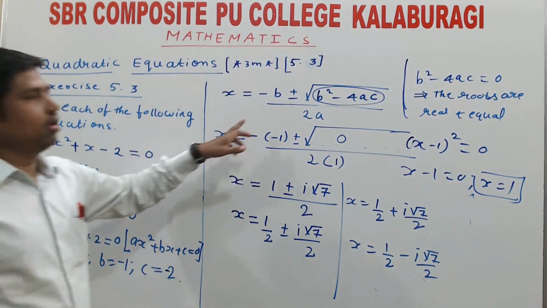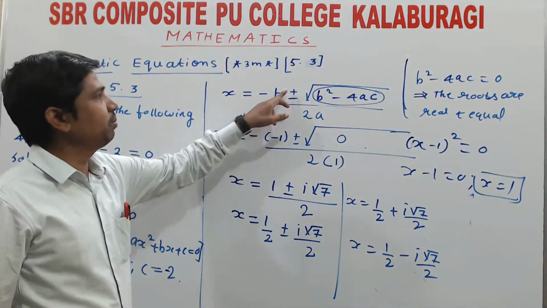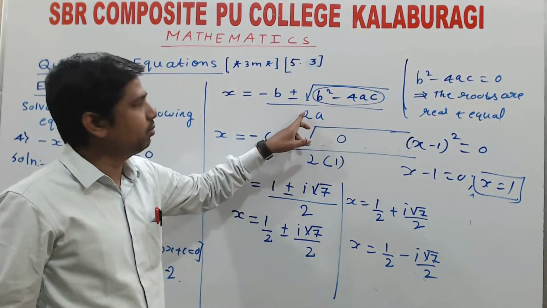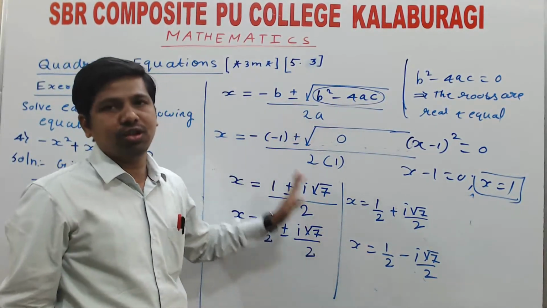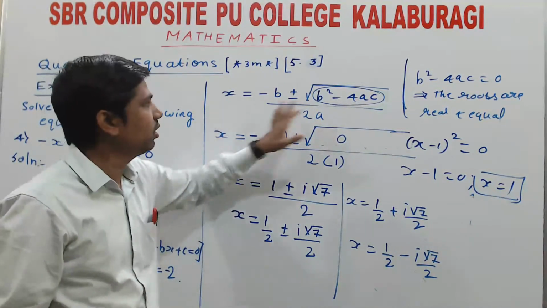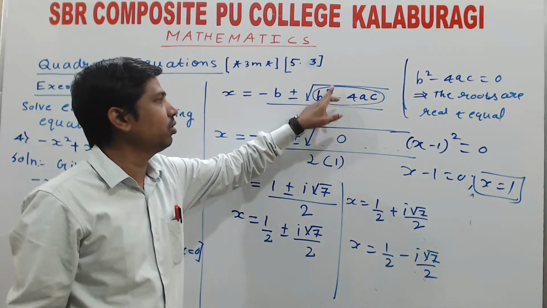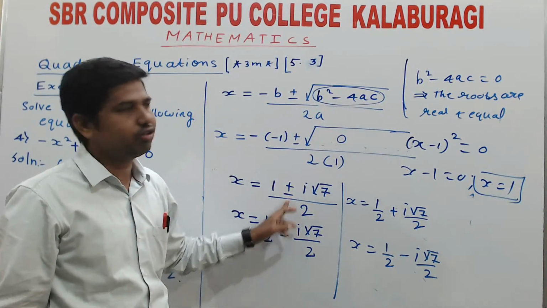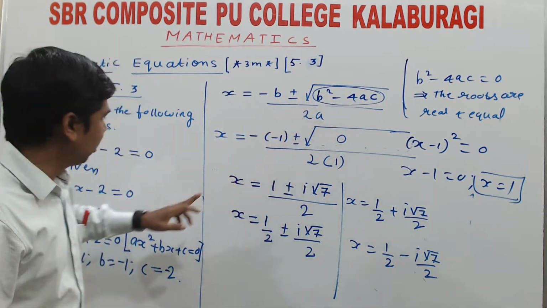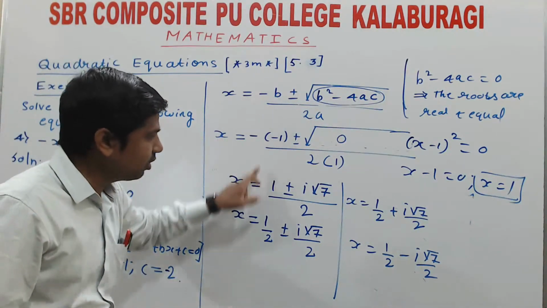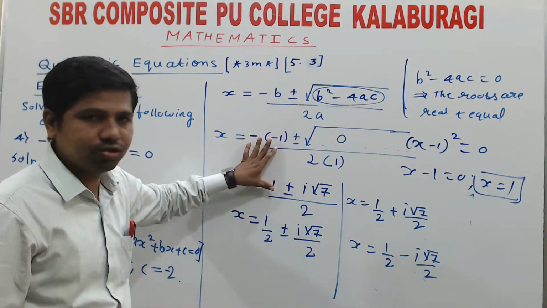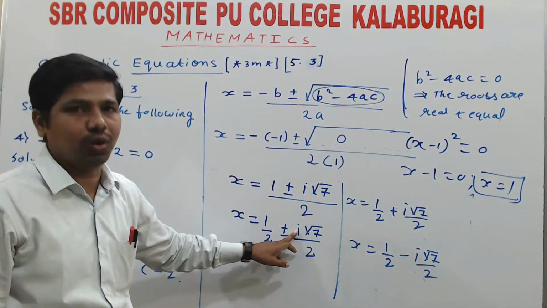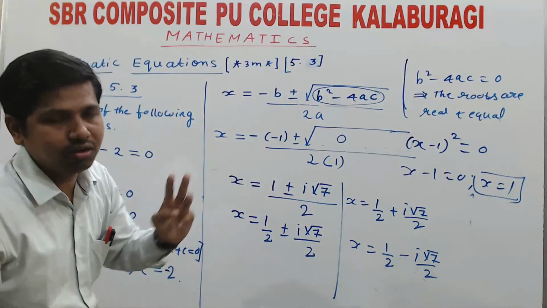So in the exam, you are using this formula: minus b plus or minus square root of b square minus 4ac by 2a. With this formula, you are finding the solution of the quadratic equation, and if the quantity under the root is negative, the roots will be imaginary. Right? So you should use this formula. I told that writing this formula carries 1 mark, solving this quadratic equation with the help of the formula 1 mark, and writing imaginary i carries 1 mark. Totally 3 marks, right?